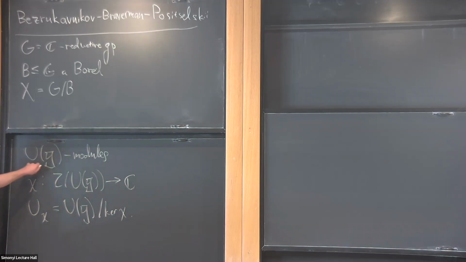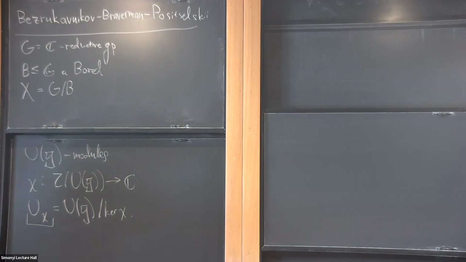So modules over U of g encode representations of the Lie algebra g. Modules over this ring encode representations where the center acts by this character. The center always acts by some character in irreducible representations. So we're looking at the pieces of the representation where the center acts by this character when we look at this ring.